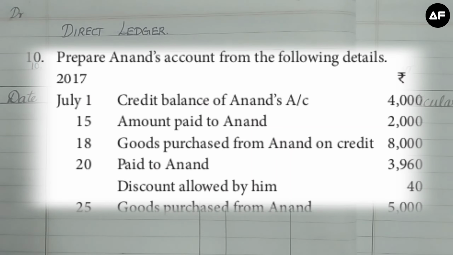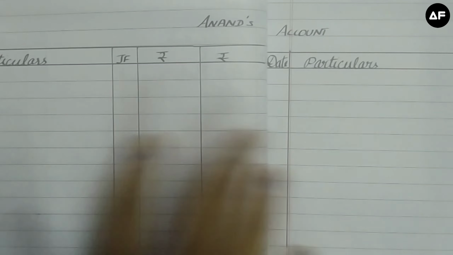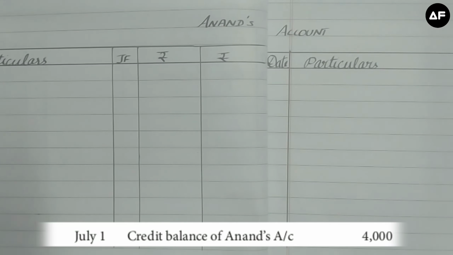So they've asked us to open out Anand's account. So here Anand's account is being opened. The ledger account, both the debit and the credit side is ready. So let's get into the first transaction. The first transaction on 2017 July 1st, credit balance of Anand account is 4,000.